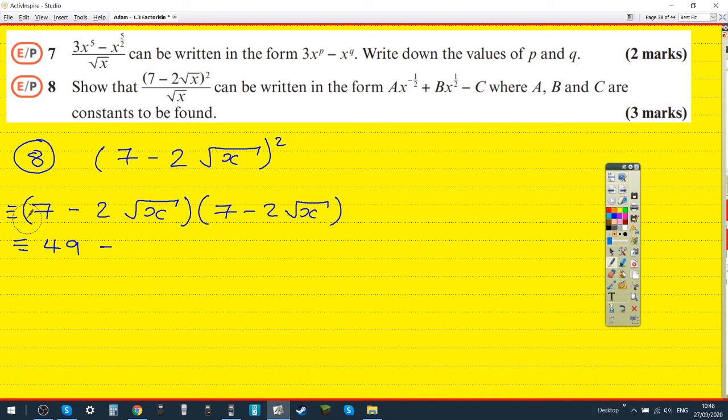That would be if this was root 7. This is 7, so it's 7 times 2, right? Which would be minus 14 square root x. Well done. And then it'd be minus 14 square root x again. And then plus 4 square root x squared. Very good.